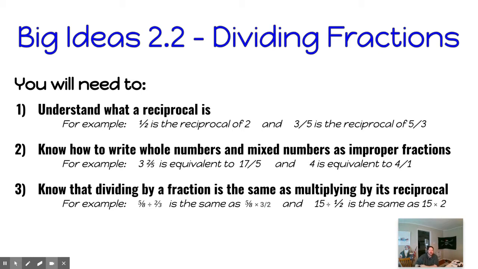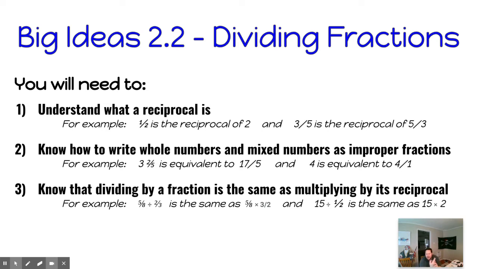And then you also have to know how to write whole numbers and mixed numbers as improper fractions. So you have to know that 3 2/5 is equivalent to 17/5. You have to know that for all things you do with fractions, though. So if you don't know that by now, you got to see me. You got to get help on that.